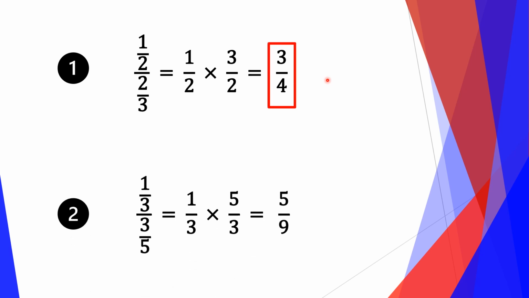Moving on to question 2, we have 1/3 divided by 3 over 5. So again, we keep the first fraction as it is. We change the division sign into multiplication. We take the reciprocal of the second fraction. 3 over 5 becomes 5 over 3. We can't cancel anything. We just times our numerators first. 1 times 5 is 5, and we times our denominators. 3 times 3 is 9. So our solution is 5 over 9.